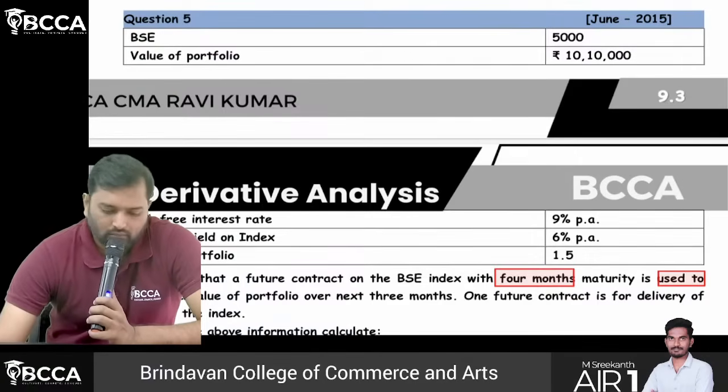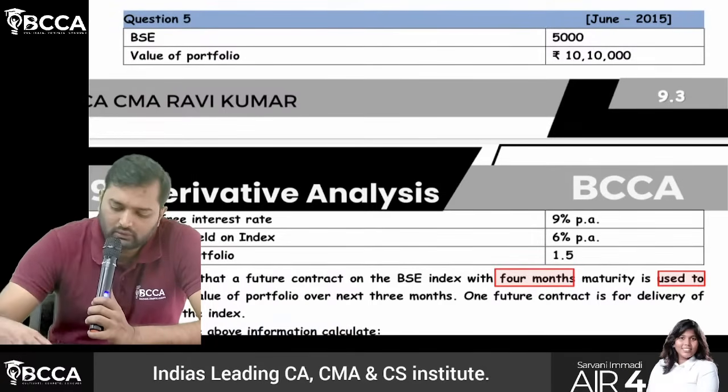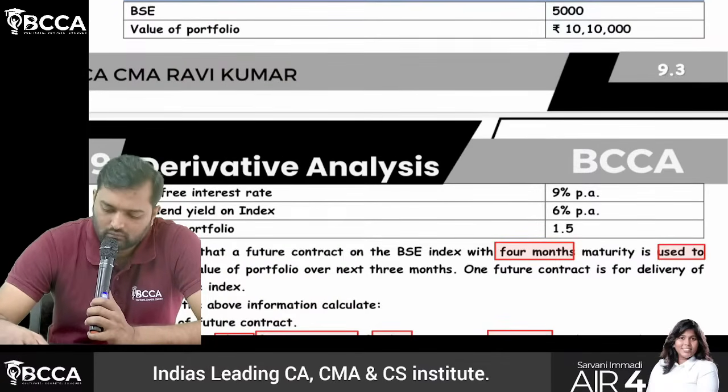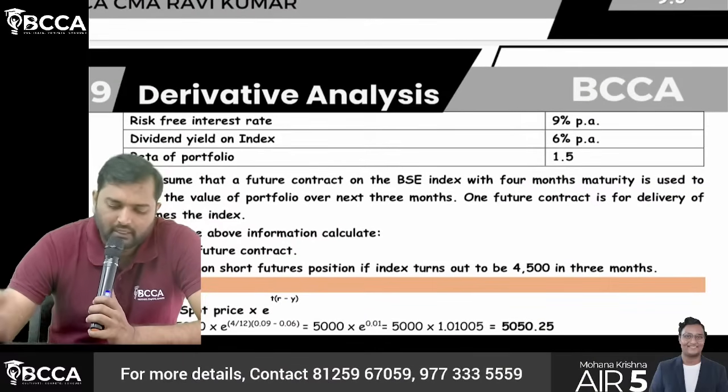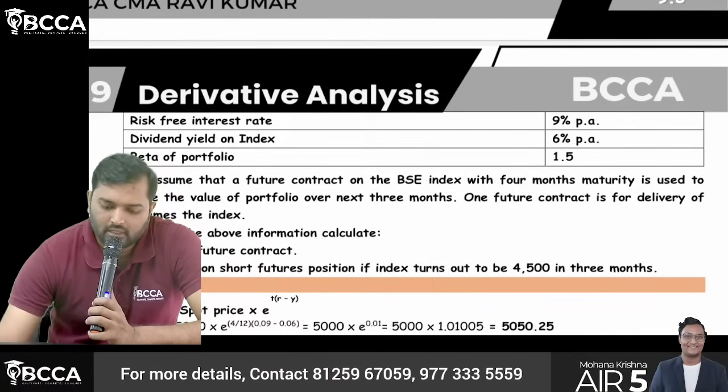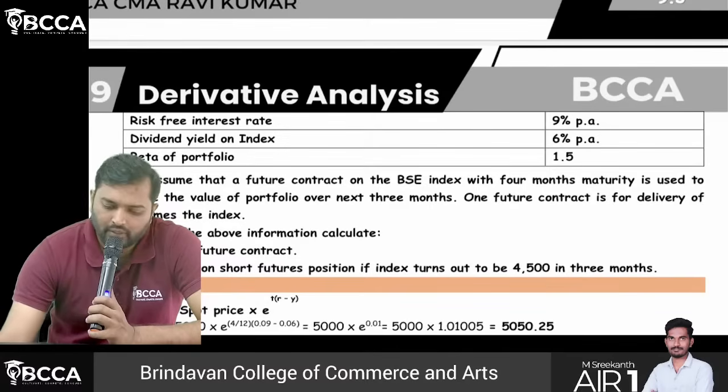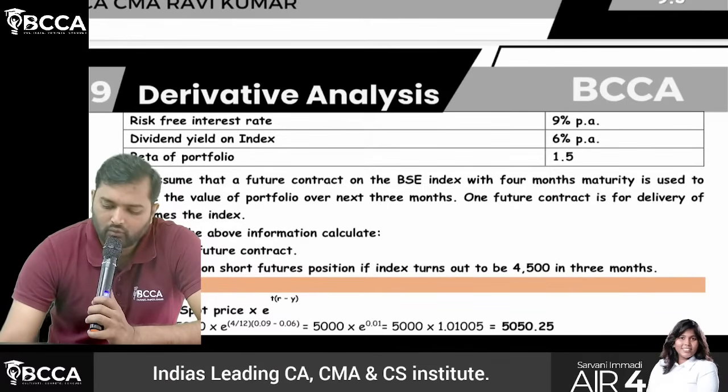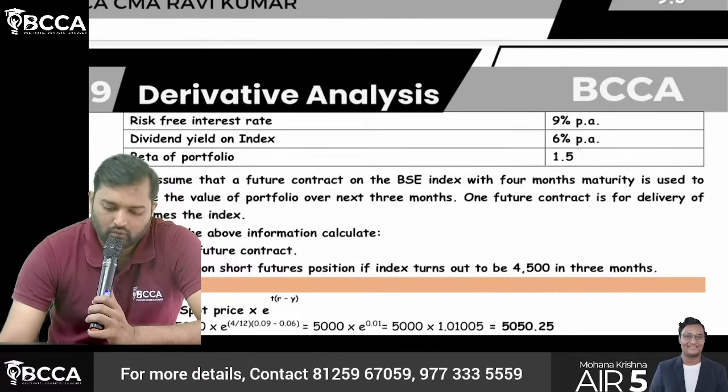BSC 5000, value of a portfolio 10 lakh 10,000, risk free rate 9%, dividend yield on index 6% per annum, beta of a portfolio 1.5. We assume that a future contract on the BSC index with 4 months maturity is used to hedge the value of the portfolio over the next 3 months.